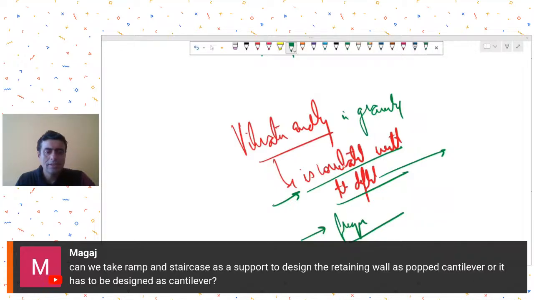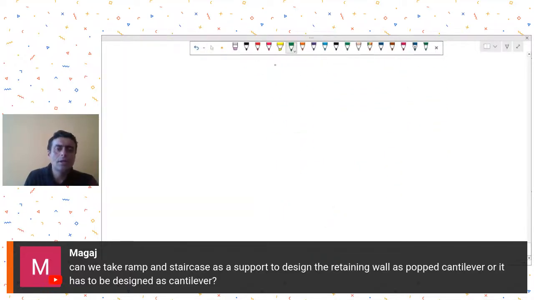Mr. Magaj is asking the next question. Can we take ramp and staircase as a support to design the retaining wall as a propped cantilever, or does it have to be designed as a cantilever? No, you can take the support of the ramp and staircase as providing a prop to your retaining wall. But of course, you need to carefully consider all the conditions.